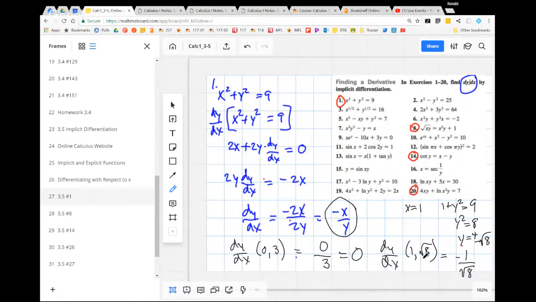Here's another point on the graph. What's dy/dx at the point (1, square root of 8)? Okay, x is 1. You get negative 1 over the square root of 8, and you've got the slope, and it should be negative, because to the right, your tangent line would be pointing downhill from left to right.